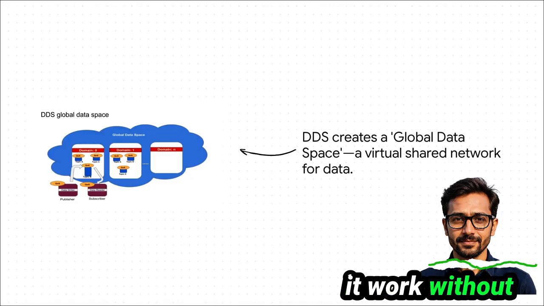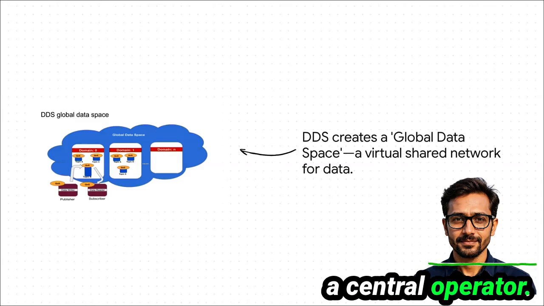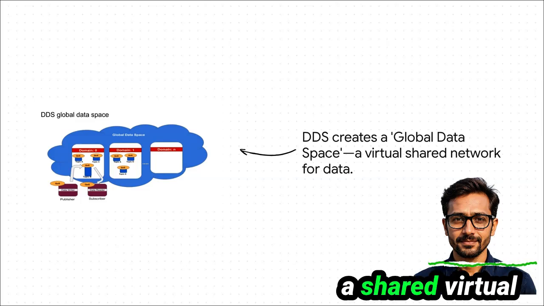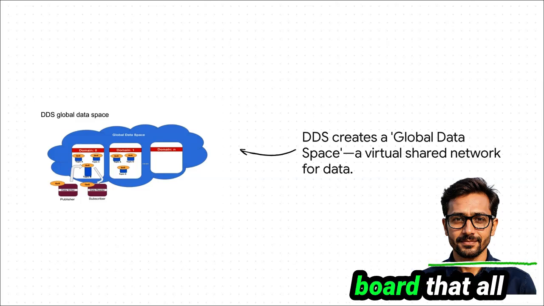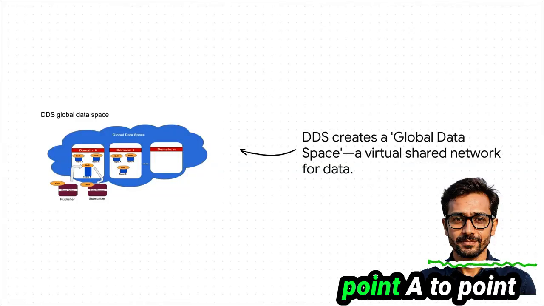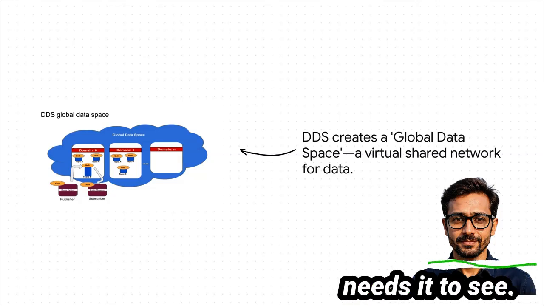Now, how does it work without a master? It's a beautiful concept. Instead of a central operator, DDS creates something called a global data space. Think of it like a shared virtual cloud, a bulletin board that all the parts of the robot can access. Data isn't sent from point A to point B through a hub, it's just placed into this shared space for anyone who needs it to see.